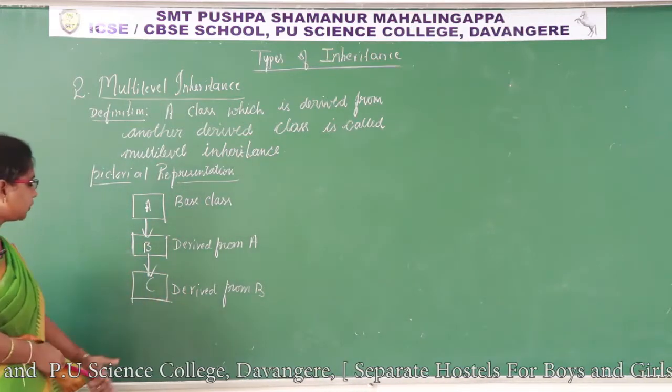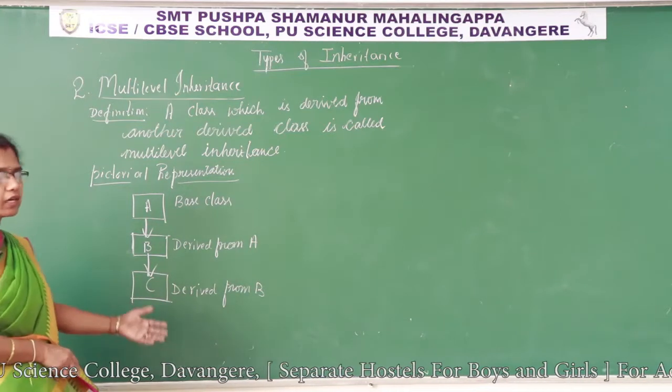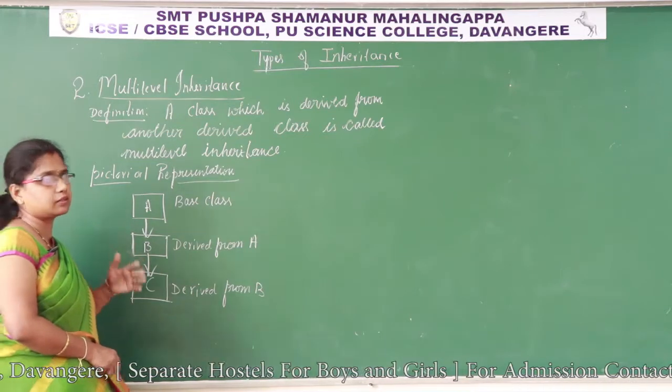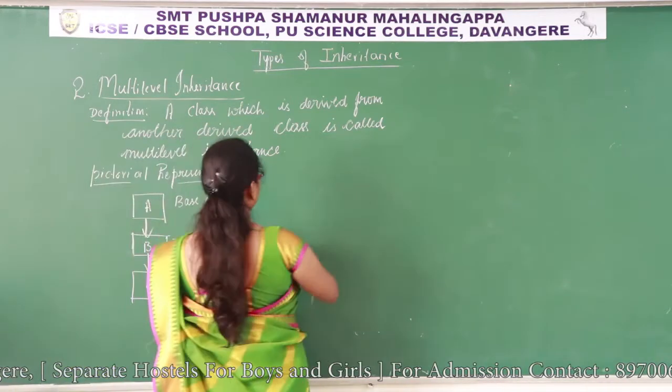So you can go class D, class E, however many classes you want to inherit, you can go. This is called multi-level inheritance. So what would be the syntax?